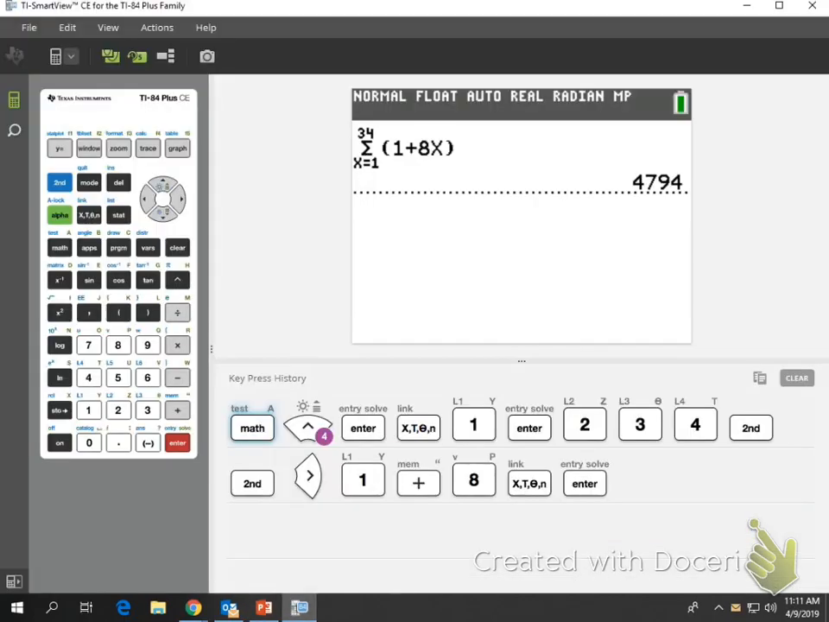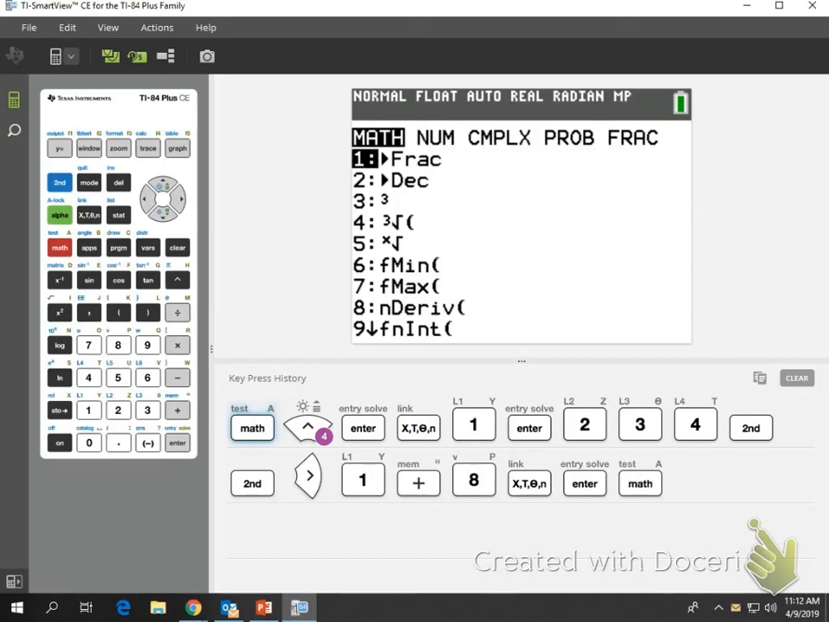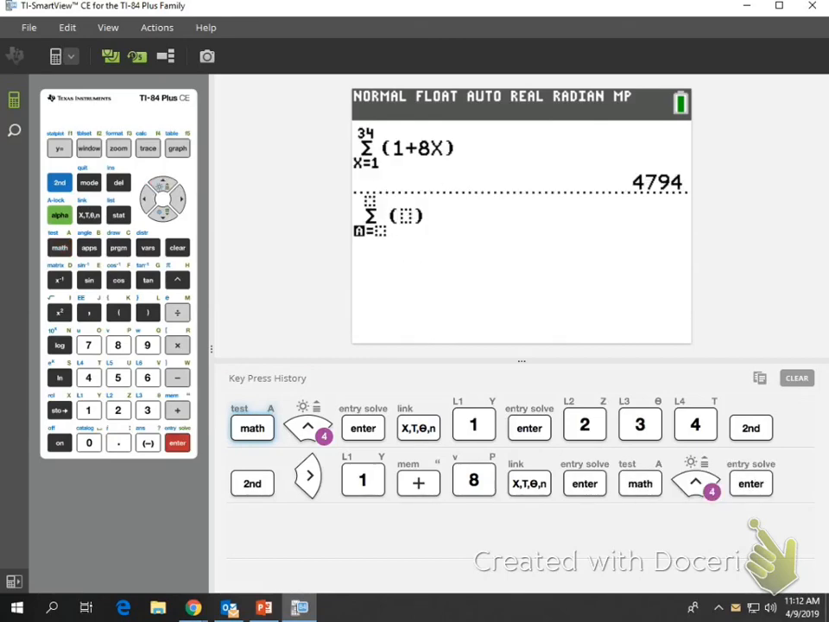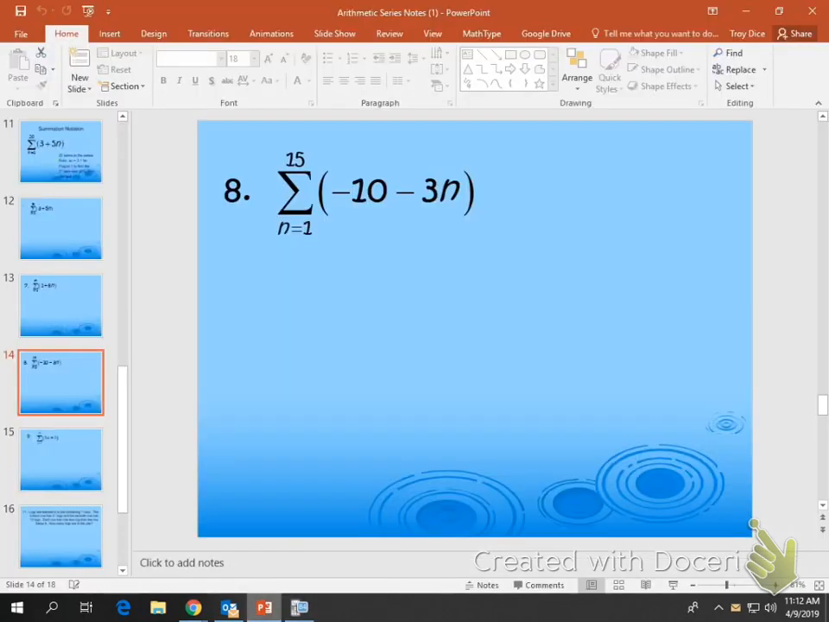Am I allowed to keep it up there? Yeah, but then I don't want to tell you how to do it. I know, I'm telling you right now. Hope you guys can figure it out. What was the problem? 15?